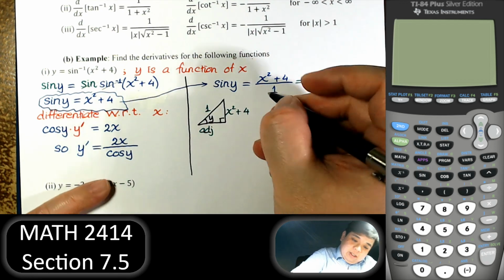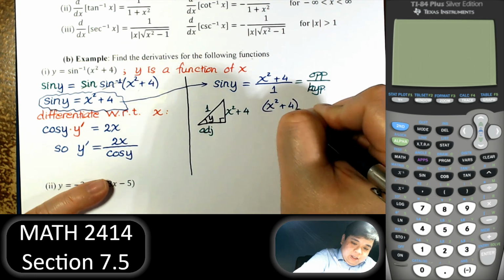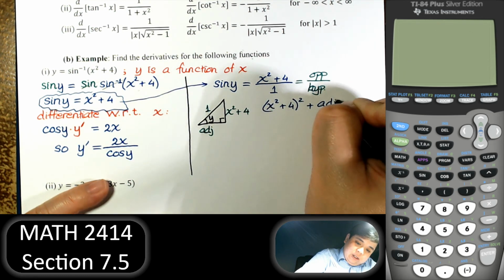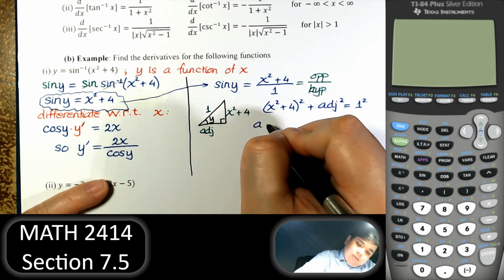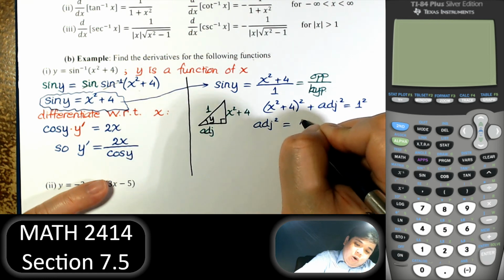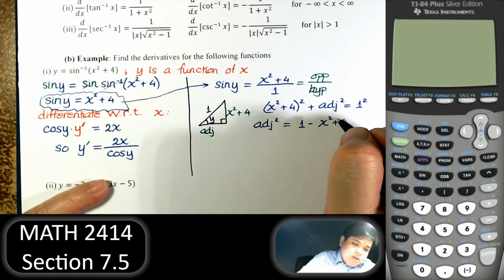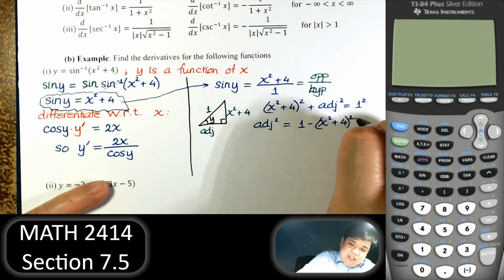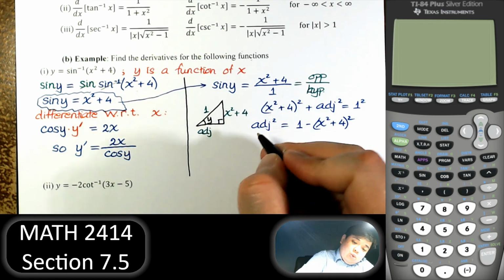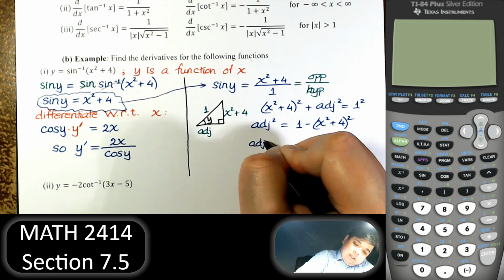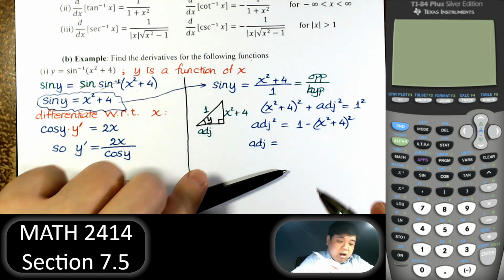So Pythagorean theorem: x squared over 4 squared plus adjacent squared equals 1 squared. So adjacent squared is 1 minus x squared over 4, and then squared. And then of course we take the square root on both sides. Yeah, that's still plus or minus.